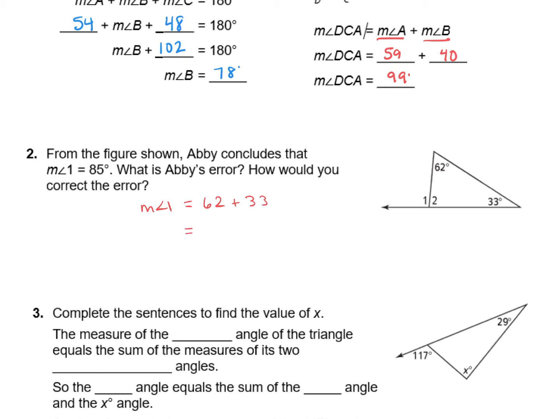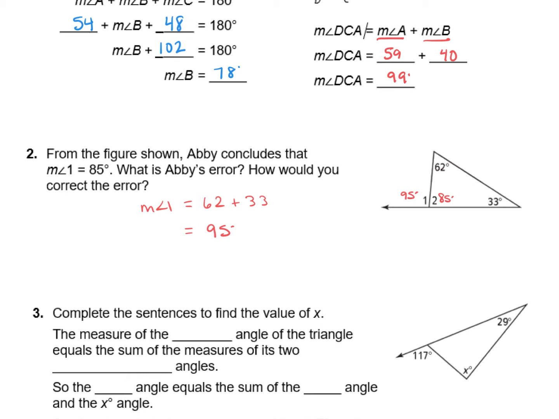62 plus 33 is 95 degrees. So this angle measure is 95 degrees. Abby got 85 degrees. So how do you think Abby got 85 degrees? So what she likely did, angle 2 is actually 85 degrees. I know that angle 1 and angle 2 will add up to 180. So 95 plus 85 is 180.